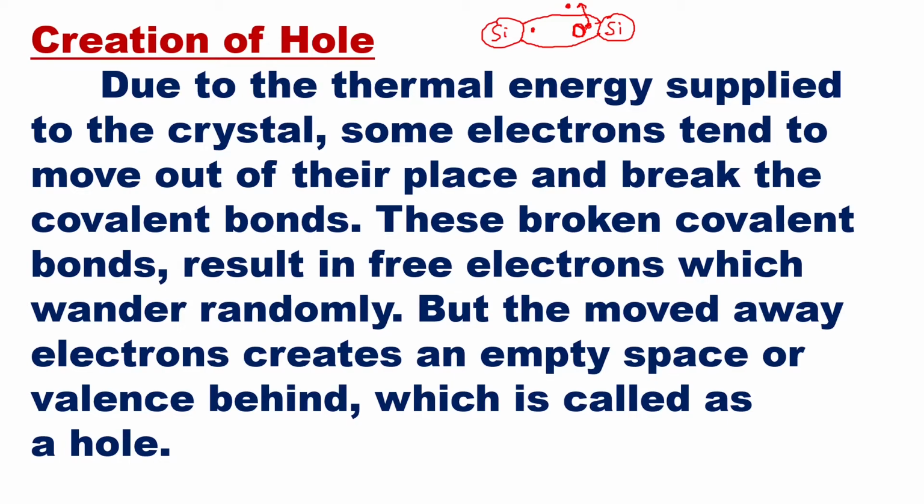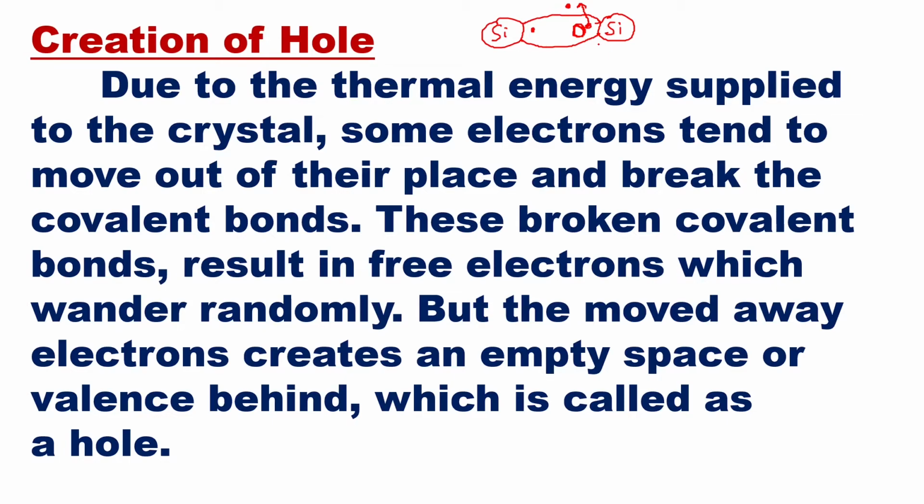Therefore we add some impurity, because these covalent bonds can be broken, and then we can increase either the number of electrons or the number of holes, and then we can define what p-type and n-type semiconductors are in our extrinsic semiconductor. Now, at present we will see the definition of a hole.